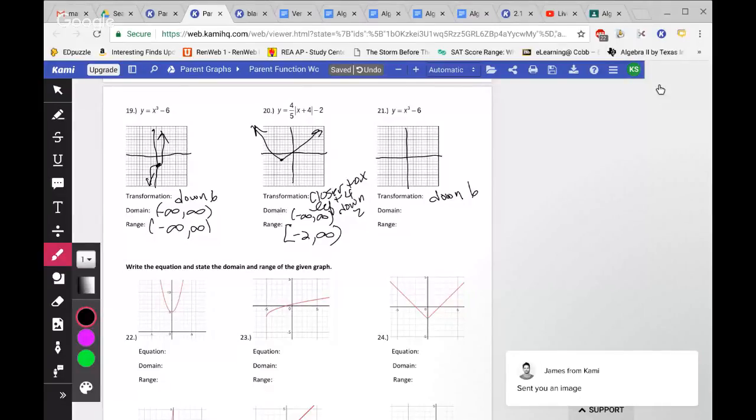That's nice, isn't it? I'll just copy it. And my graph was better on number 19. That's pretty scary.